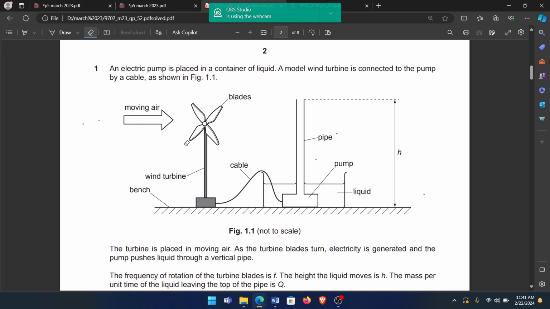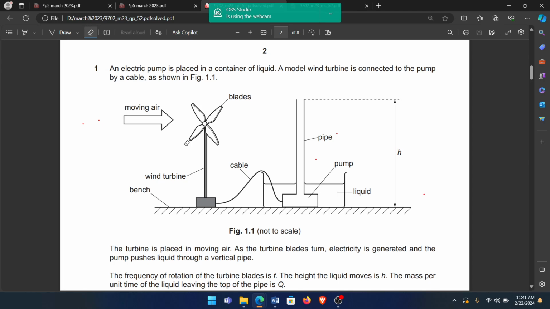Look, in this question, an electric pump is placed in a container of liquid. A model wind turbine is connected to the pump by a cable. What does this wind turbine mean? Actually, it produces electrical energy, electricity, when the blades are made to turn by an air blower. In other words, it's a generator. Okay, understood.